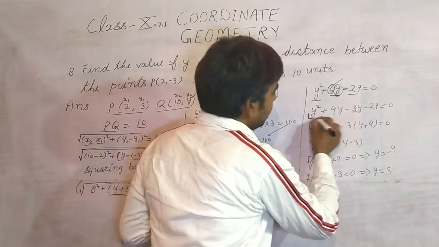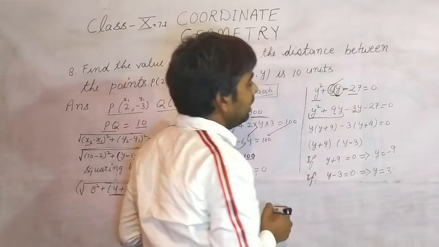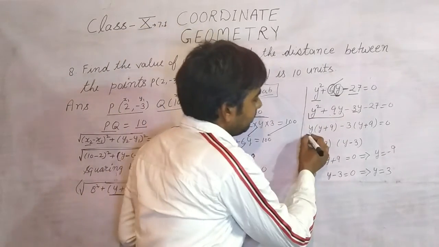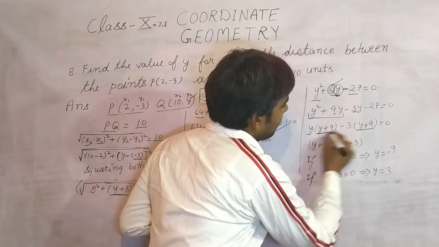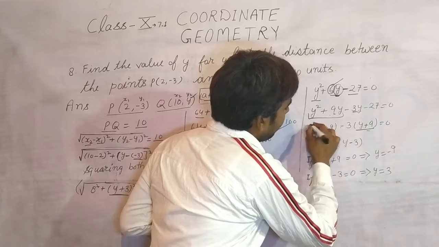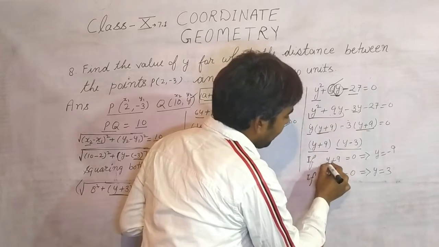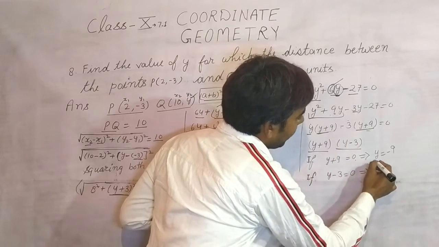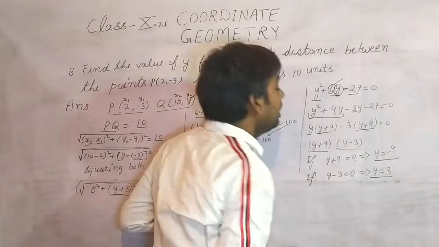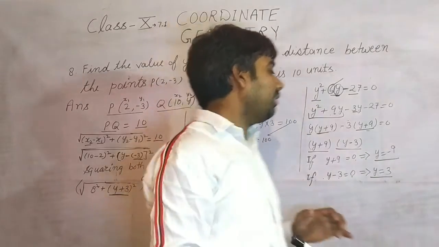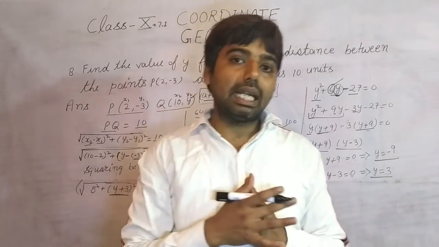Now, in this, what can we take common? y. y plus 9, minus 3, y plus 9. y plus 9 is common here, and y minus 3 is here. If y plus 9 is equal to 0, y is equal to minus 9. If y minus 3 is equal to 0, y is equal to 3. So we are having two values, minus 9 and 3.